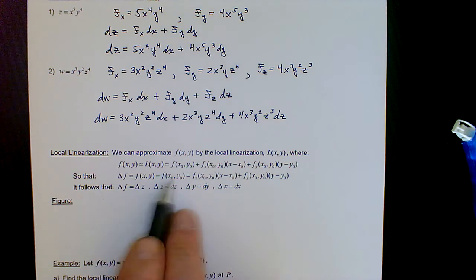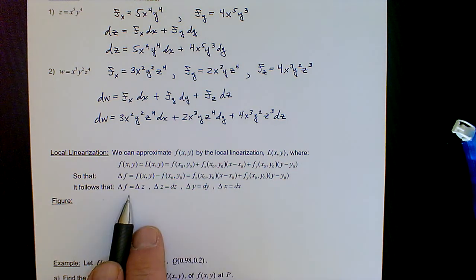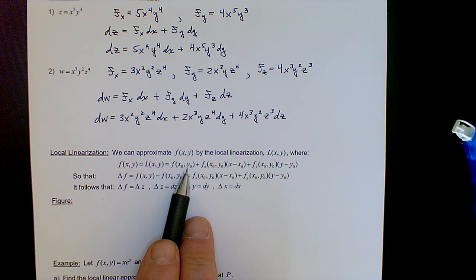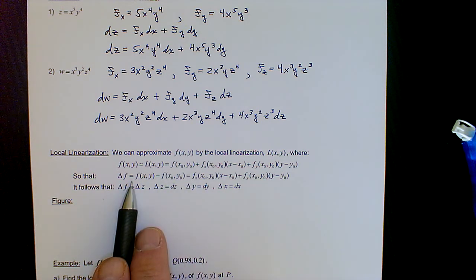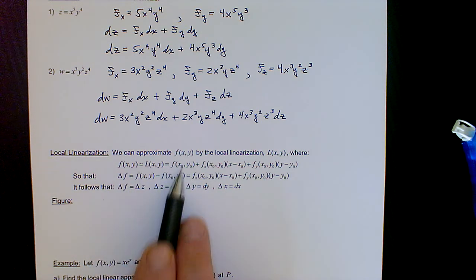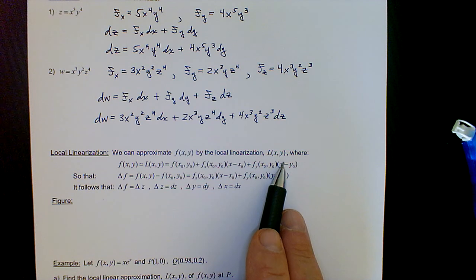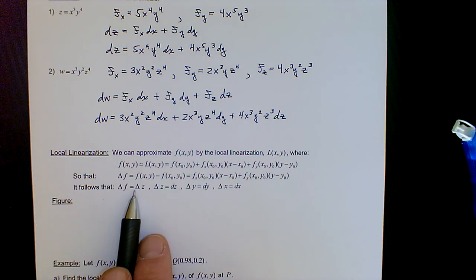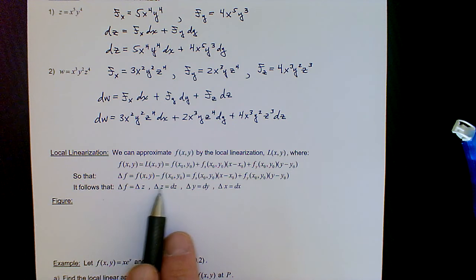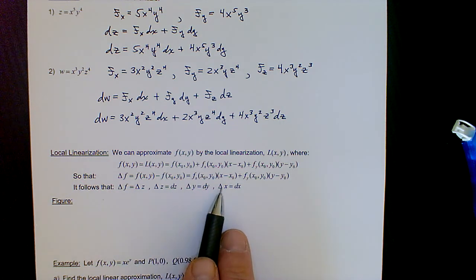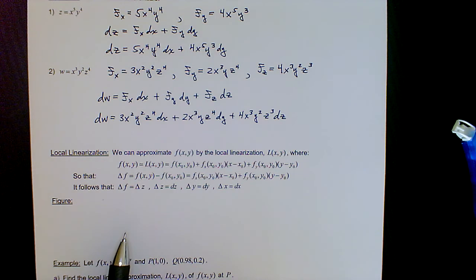And then here, for future situations, we noted that if we transpose this f of x sub 0, y sub 0 to the left, we get f of x, y minus f of x sub 0, y sub 0, which we're going to call delta f. That's just the change in f, and that would be the remaining two terms on the right side. And that allows us to say that delta f is delta z, and that delta z is the differential dz, and that delta y is the differential dy, and delta x is the differential dx.